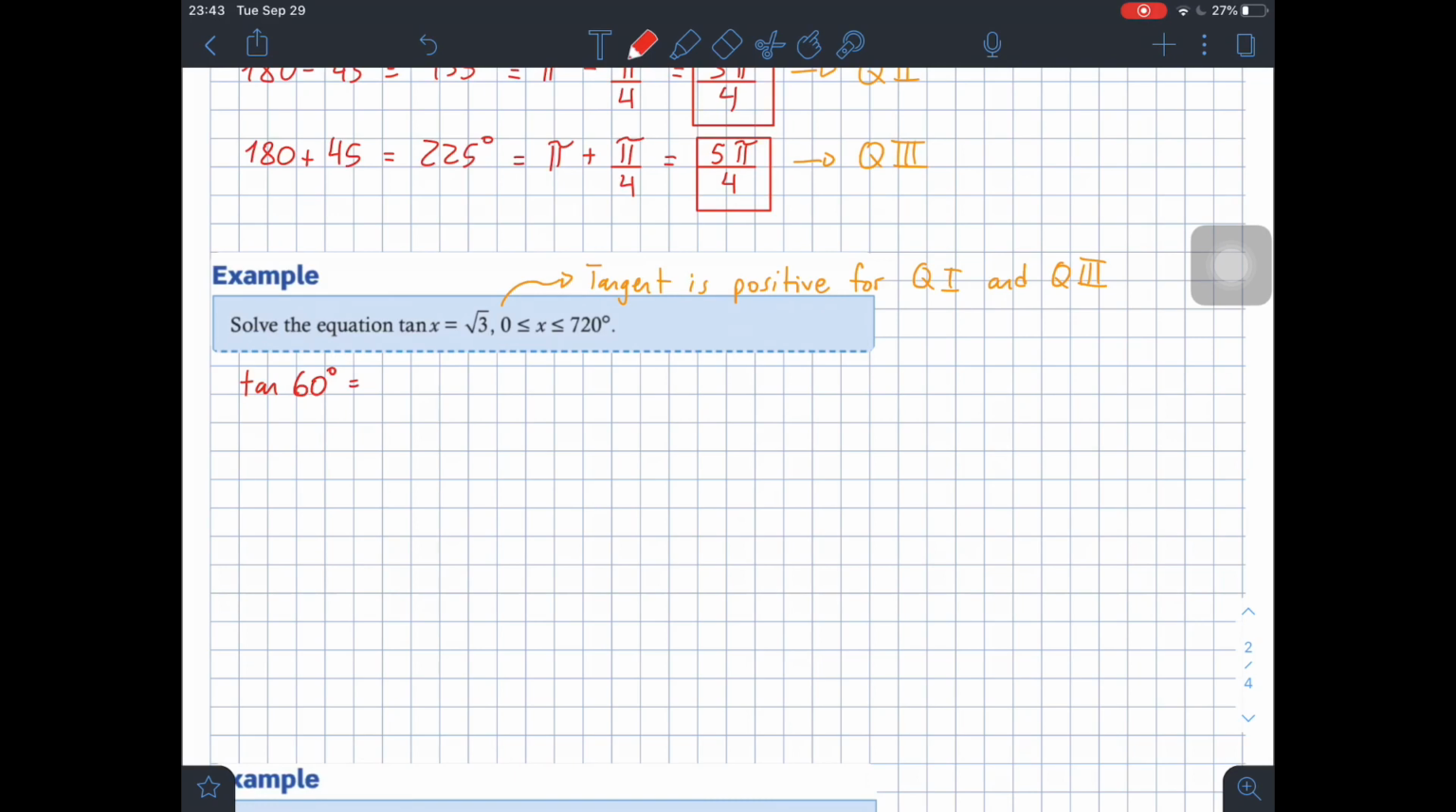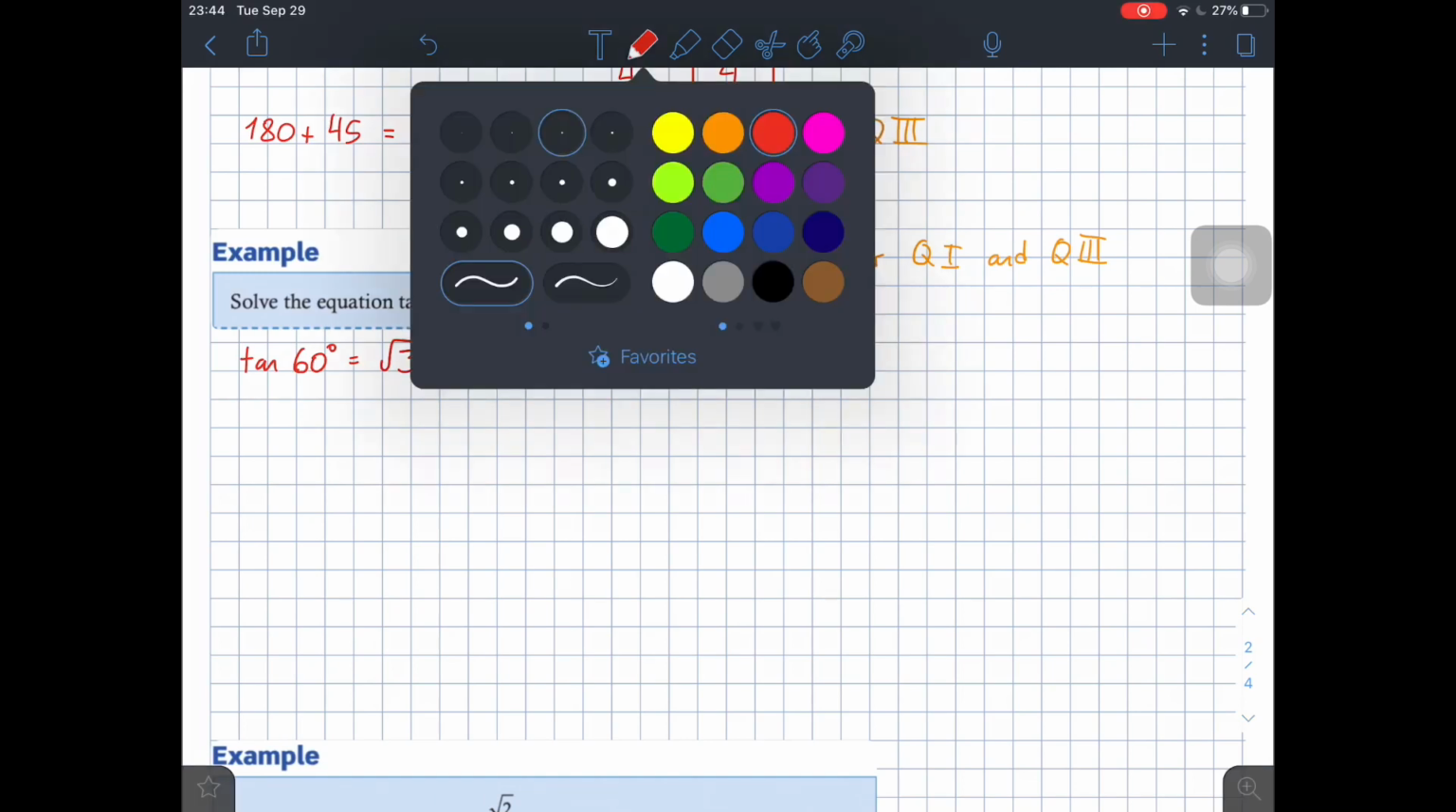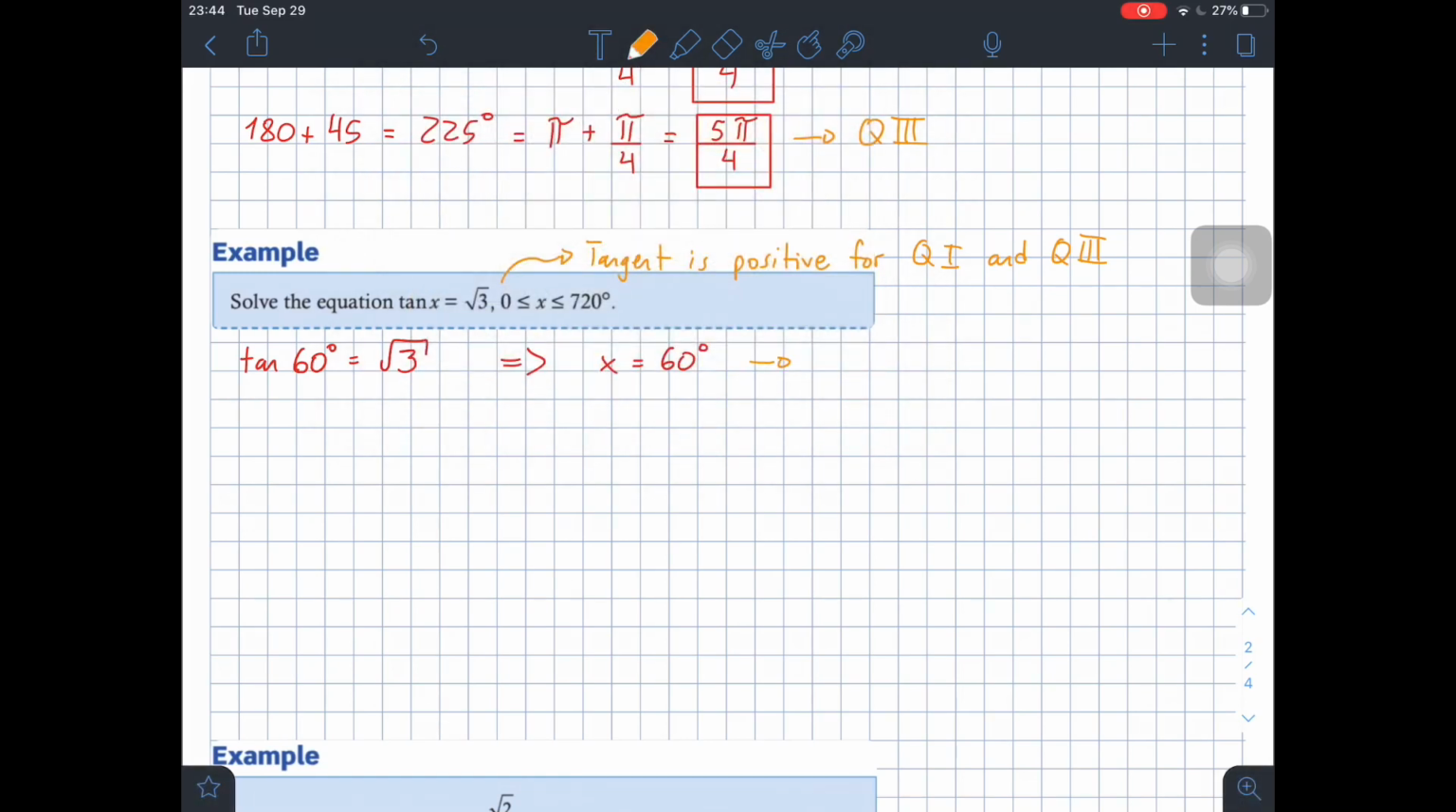Because sine of 60 degrees is root 3 over 2 and cosine of 60 degrees is 1/2. If we divide both expressions, we get as a result square root of 3. So tangent of 60 degrees is square root of 3. So one possible answer would be that x must be equal to 60 degrees. And this is inside this interval, and it's our first answer corresponding to the first quadrant. This is one possible solution.